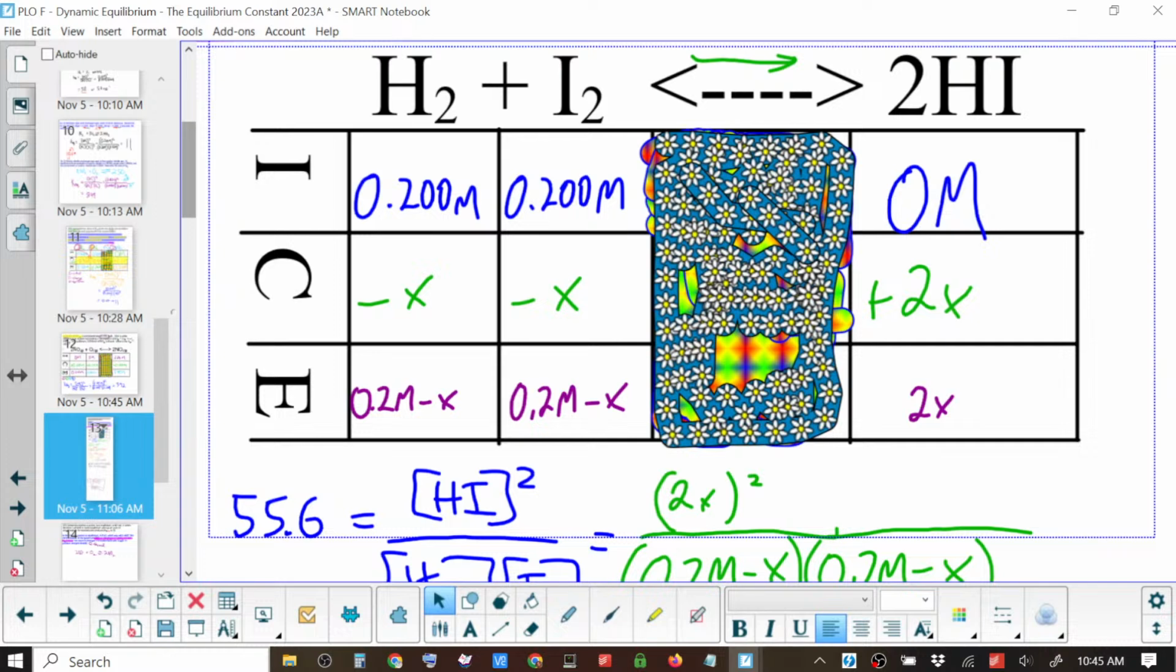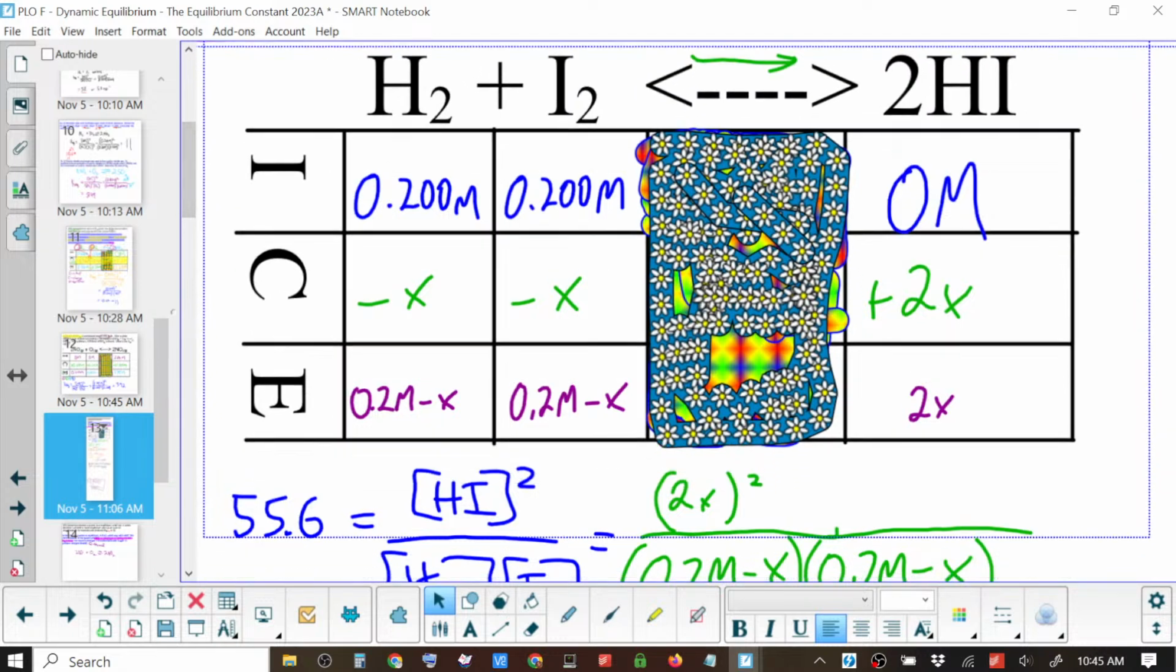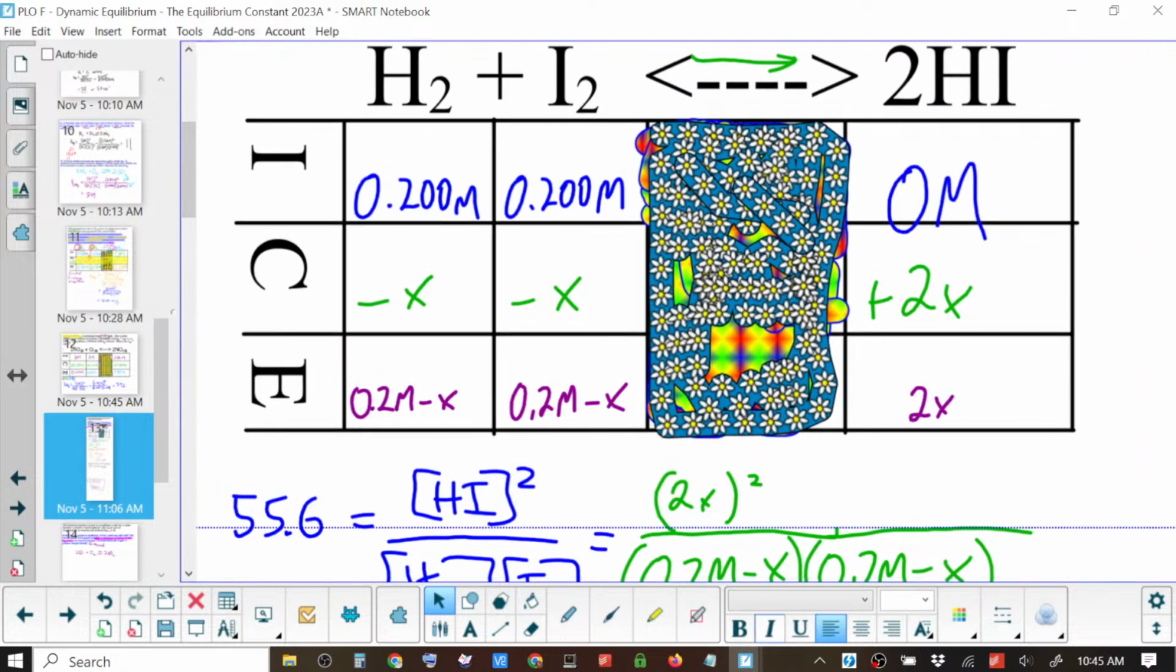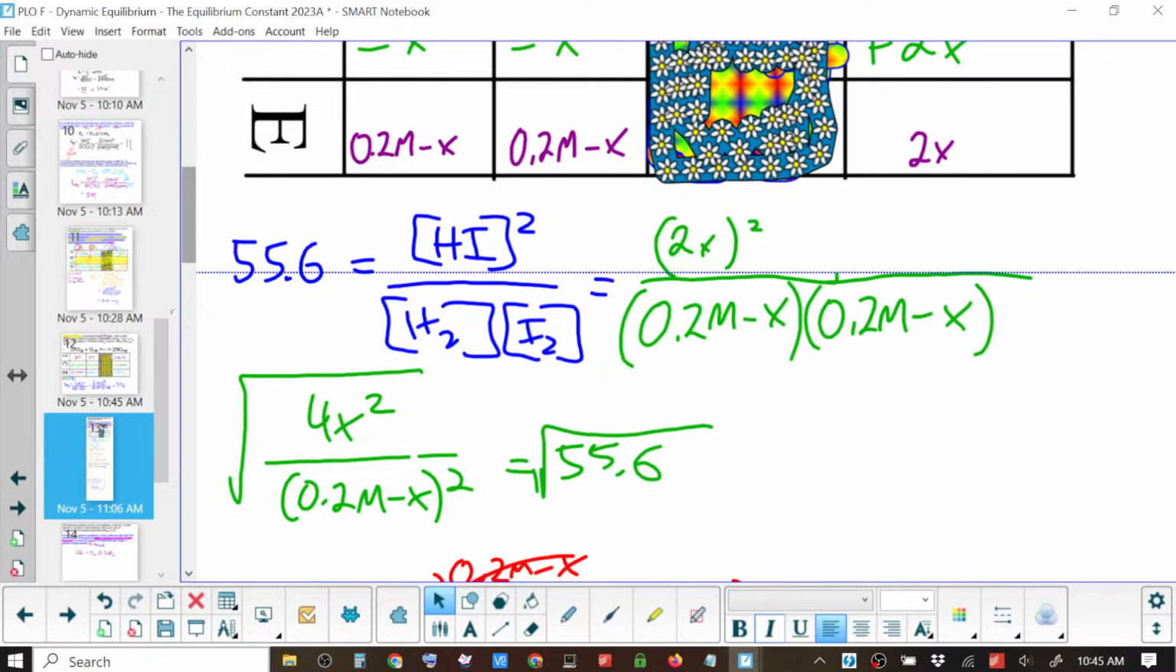You know the KQ, but now we need the concentration values. Since we know it goes with coefficients, we can say this side is going to drop in value by the same ratio, and that's going to increase double because of the 1, 1, 2. And then we can just put that in the KQ equation and solve for x.